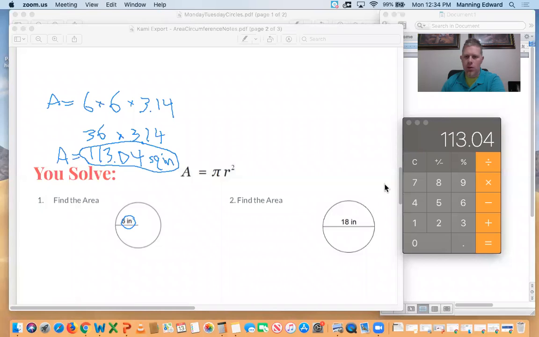All right. Go ahead and pause the video and find out what that one is. All right, let's go ahead and do this one. I'm just going to use the calculator on this one. So 18 divided by 2 is 9. I got 9 times 9. Because we got radius squared. 9 times 9 equals 81. And then I'm going to do it times 3.14. 254.34.